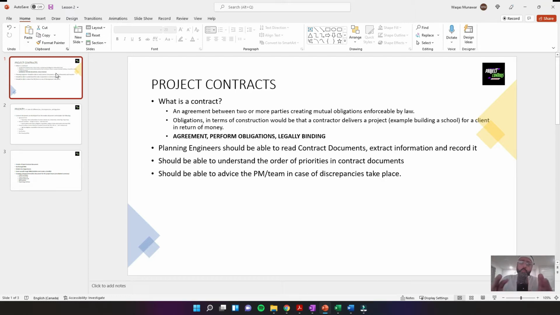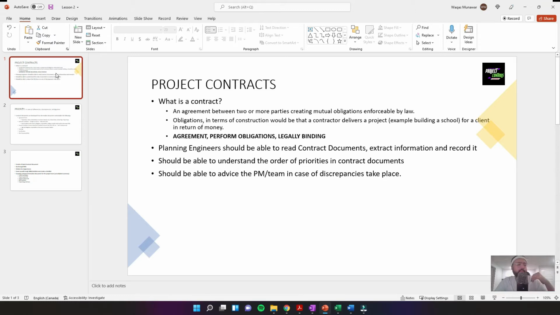So what planning engineers need to do, I'll reiterate, is they should be able to scan, not even read, let's just say scan through those contract documents and be able to extract information and record that in a separate document. Maybe you can just maintain that. It's basically called a project information document, but I am going to discuss more about that later on.